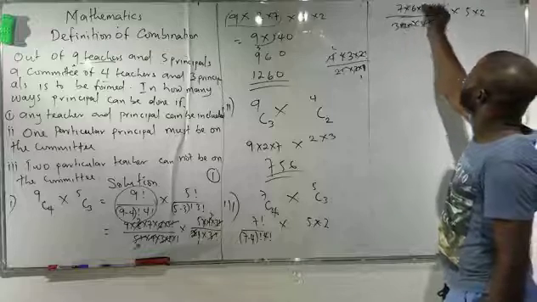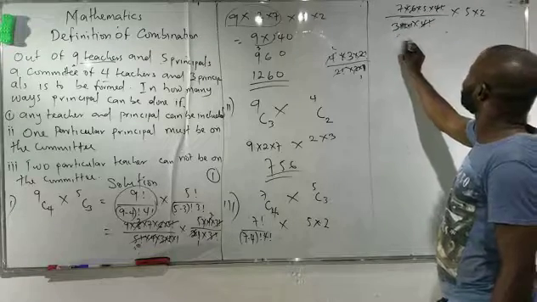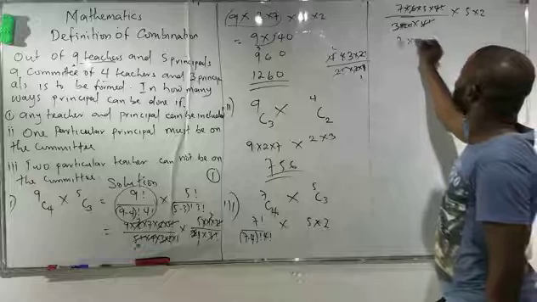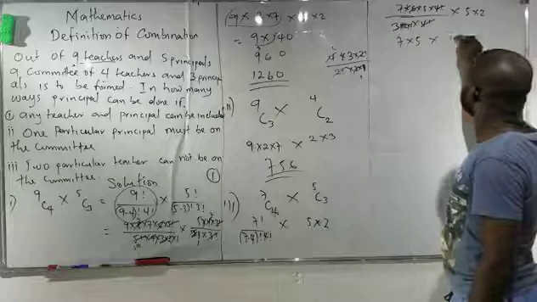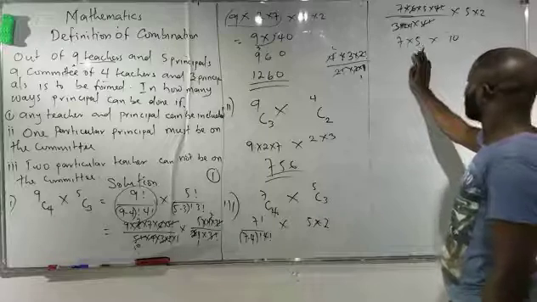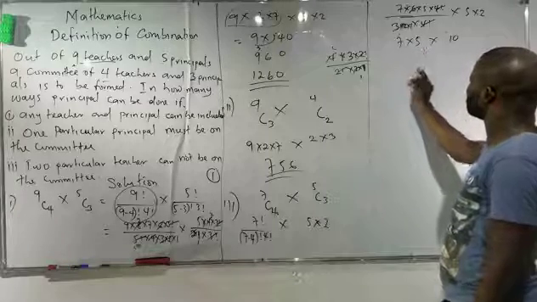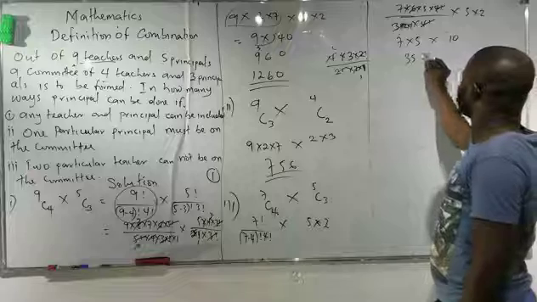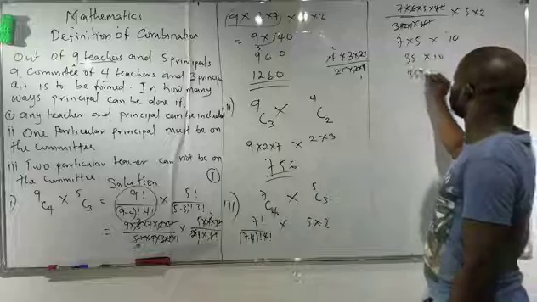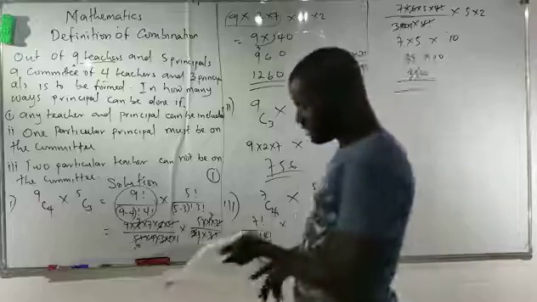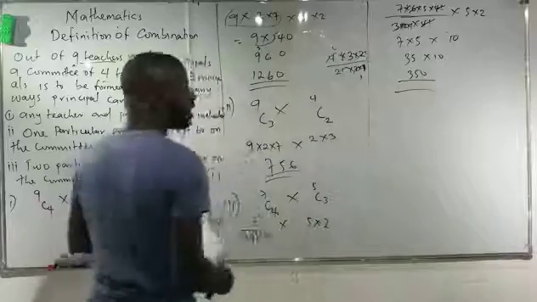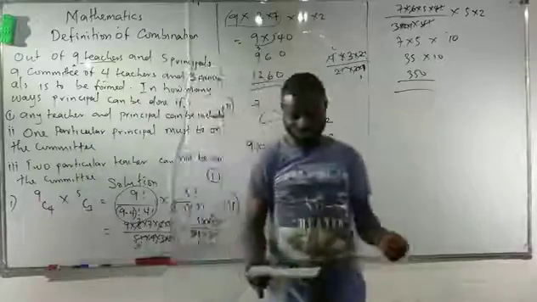This will cancel this. And unfortunately, I'll be having 4 multiplied by 7 multiplied by 5 multiplied by 10, which is going to be what? That will be 35 multiplied by 10, which is going to be 350. That will be 350. Thank you. Sorry for the silly mistake I made there. I'm so sorry. Now, you can see how simple it is.